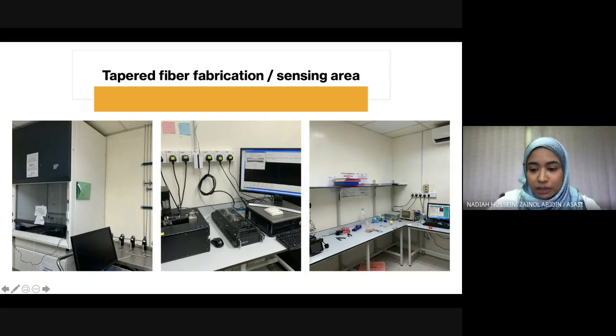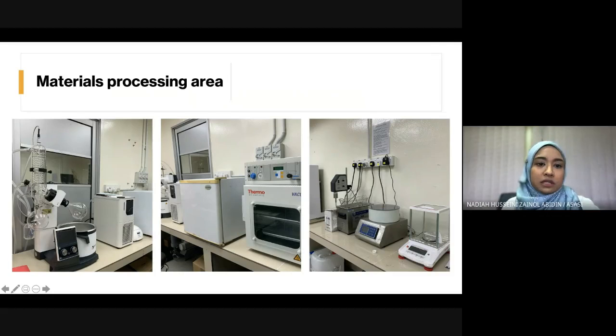We also have a dedicated area for our materials processing. Our latest gadget is the rotary evaporator. The middle part is our vacuum oven. We also have equipment for sonication and liquid phase exfoliation. I'm going to tell you more about that later.